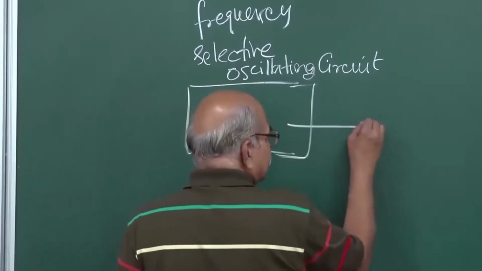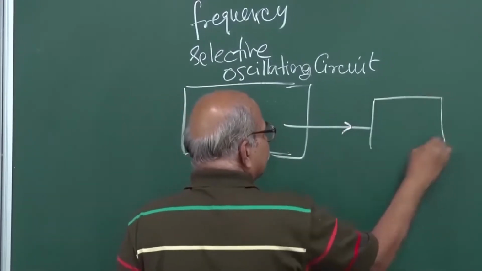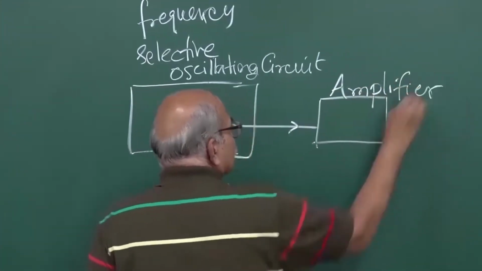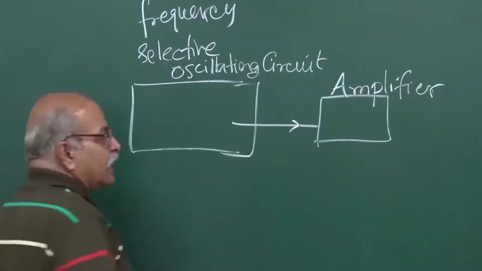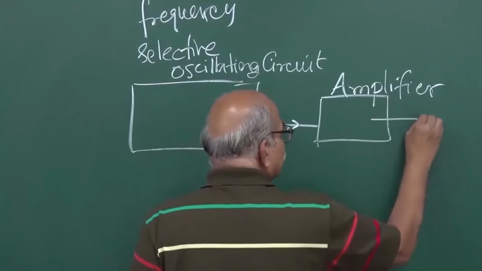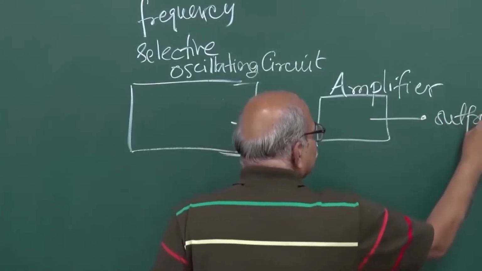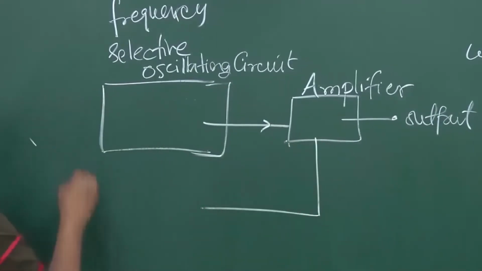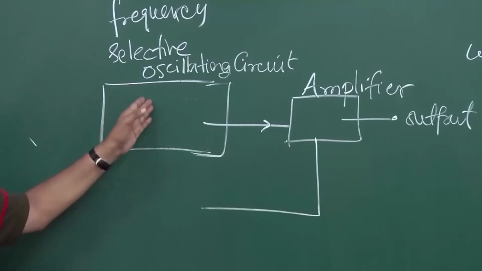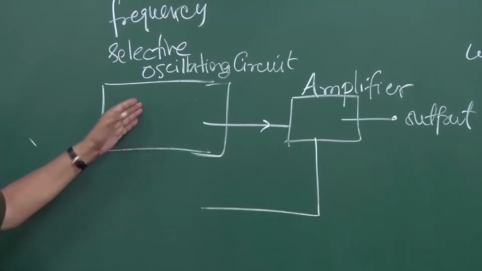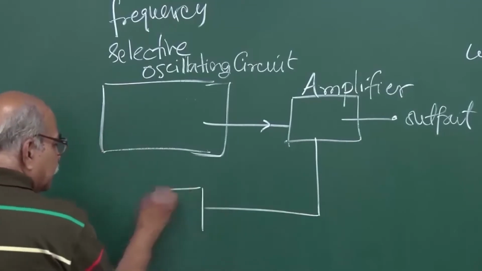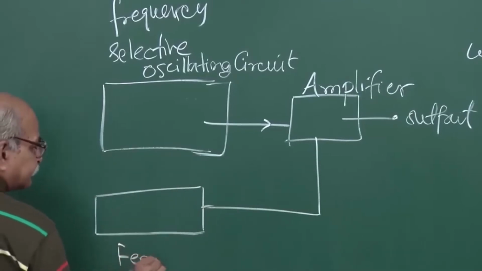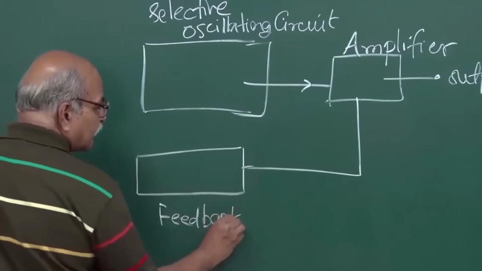And then you need an amplifier. This signal has to be amplified, and this is where the transistor comes into picture. And then this amplified signal, you can take your output also from here, use it for external world, and part of it should come back and add to this oscillating circuit, otherwise these oscillations are going to die out. So you should have another unit in this whole arrangement, which we call feedback circuit.